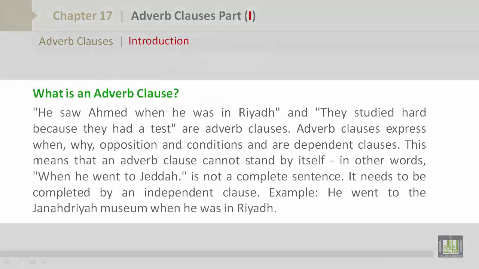What is an adverb clause? Let's take a look at this example. He saw Ahmed when he was in Riyadh, and they studied hard because they had to take a test. Adverb clauses express when, why, opposition, and conditions, and are dependent clauses.